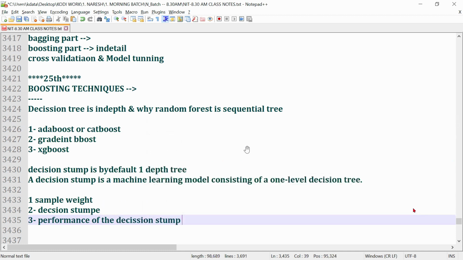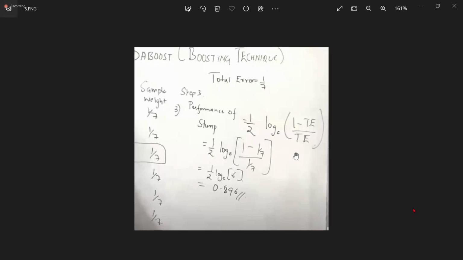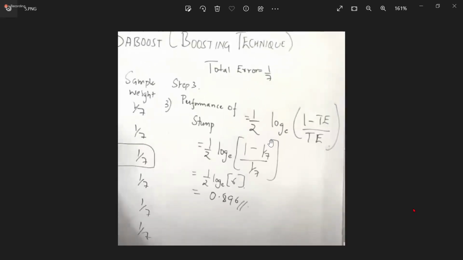How to compute the performance of the stump? This is the theory, this is the formula: 1/2 log((1 - TE)/TE). This is the performance of the stump. Do you understand? With boosting, we have packages that take care of this, but I try to explain why, if the records are misclassified, it switches to another tree.